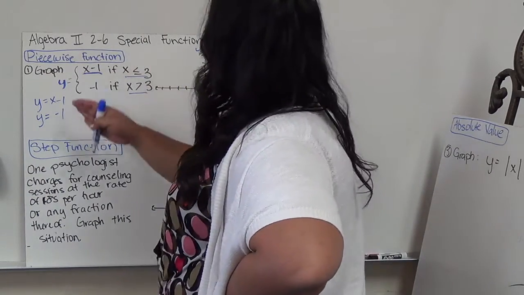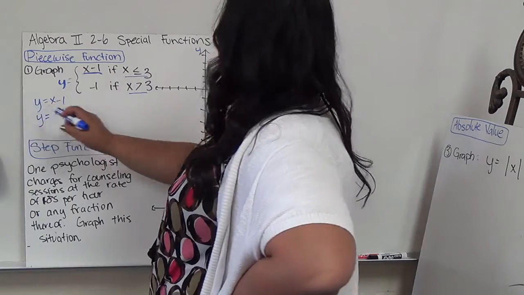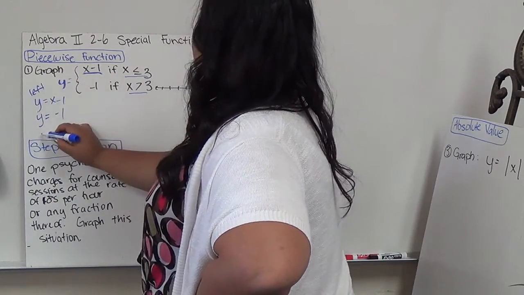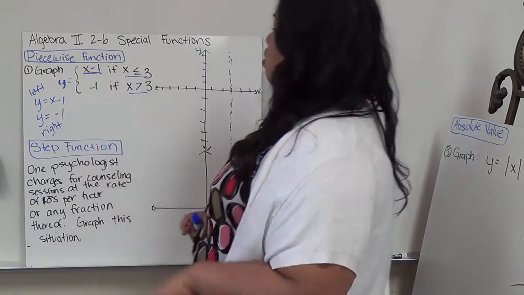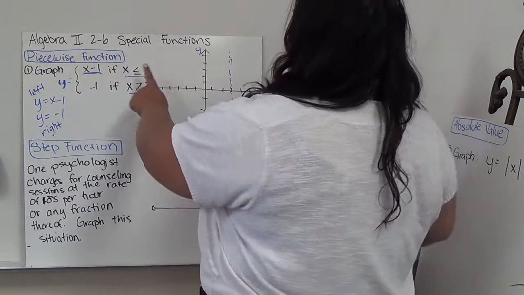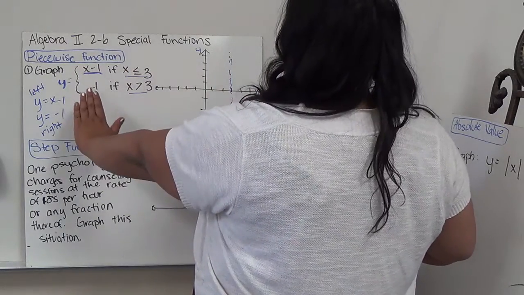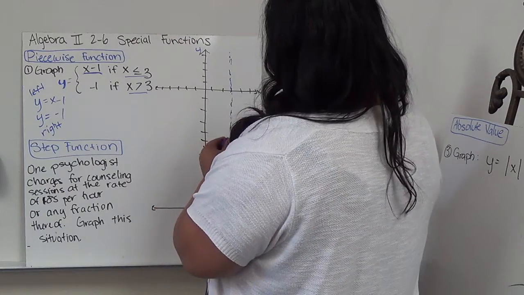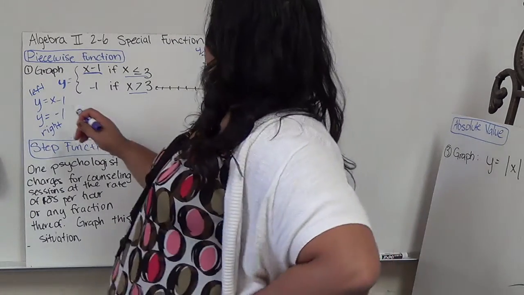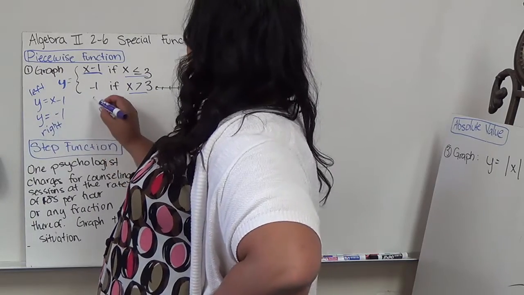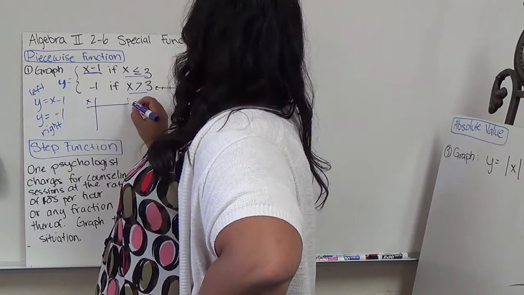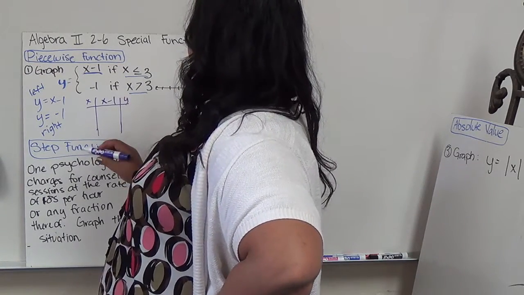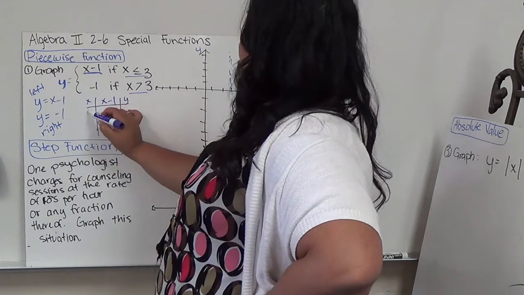So anything smaller than 3 is going to be here, on the left side of that line, and the other is going to be on the right. Okay? So I'm only going to graph using x's that are equal to or less than 3. So I'm going to graph using a table: x, y, and my equation is x minus 1. I'm going to find x's, but they have to be either 3 or less.